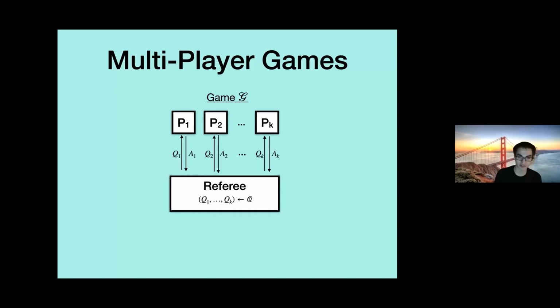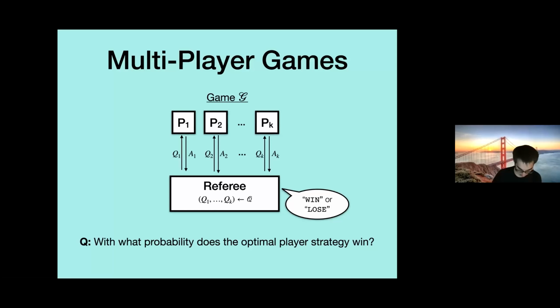but after all of this, the referee will just say that the players have collectively either won the game or they've lost the game. The probability that the players can win the game if they play optimally, choice of functions, this is called the value of the game.